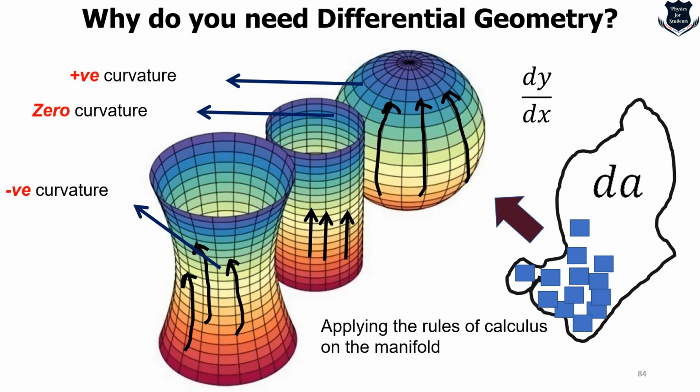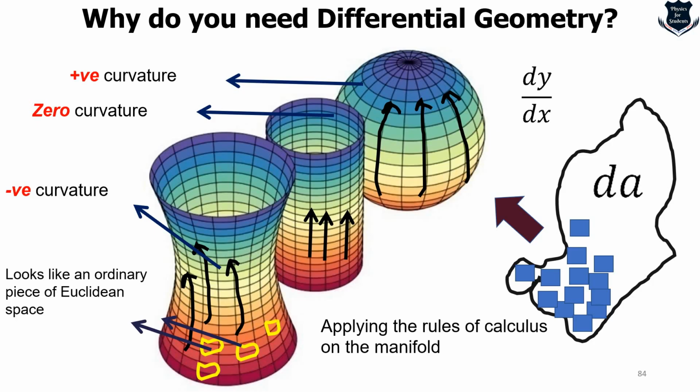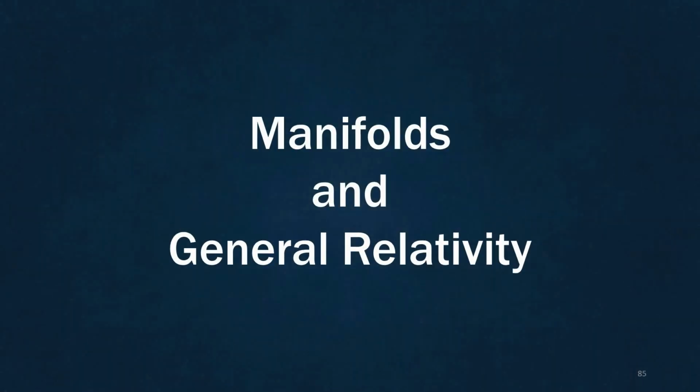The next thing which comes is very important. Here you can see these lines are called locally Euclidean. That means if you magnify it, it will look like ordinary space, ordinary Euclidean geometry. And this is what is called the concept of a manifold.